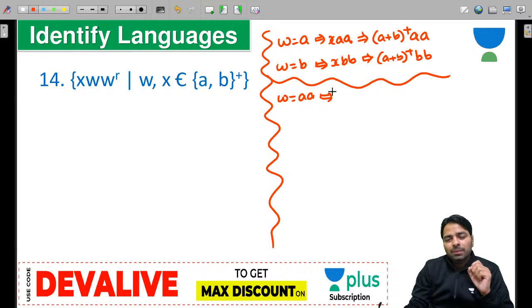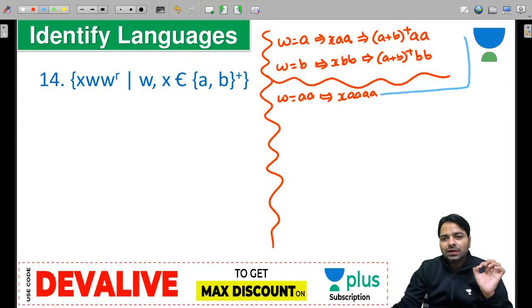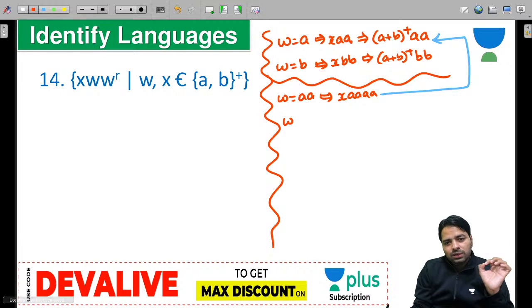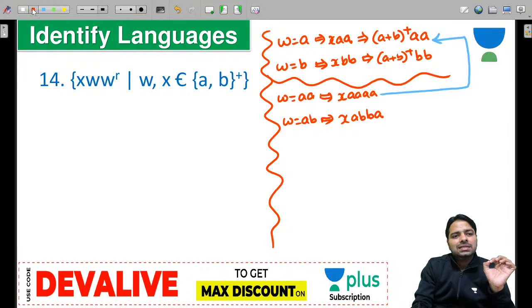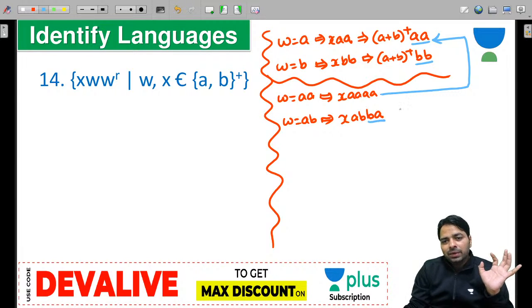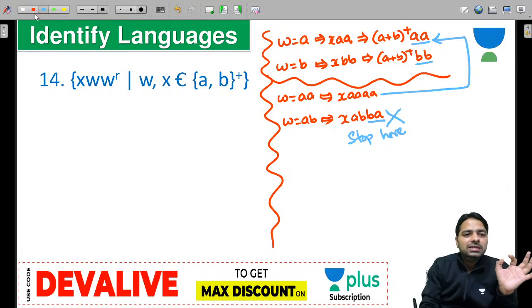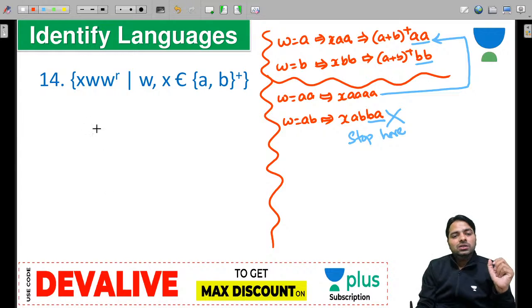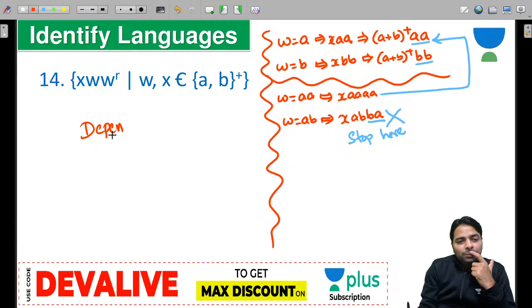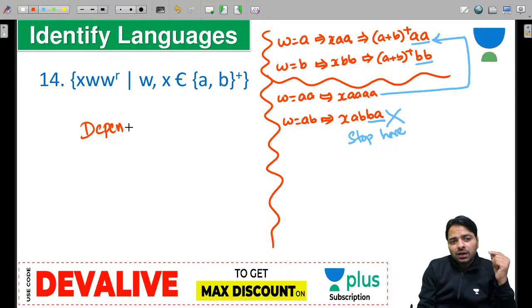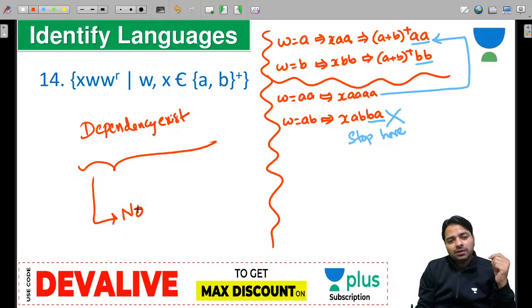When w is a, then x a a, yes, when you put (a+b)* this is covered here, no doubt. And again, w is ab. Don't stop now. x ab and the reverse is ba. Is it covered, anyone? No. These two have aa and bb, and this has ba. It's not covered. Then stop here. There is a dependency between the symbols of the string. Nobody can eliminate the w power R because x was there before w power R. Dependency exists, no need to verify anything else. That is the reason it is not regular.